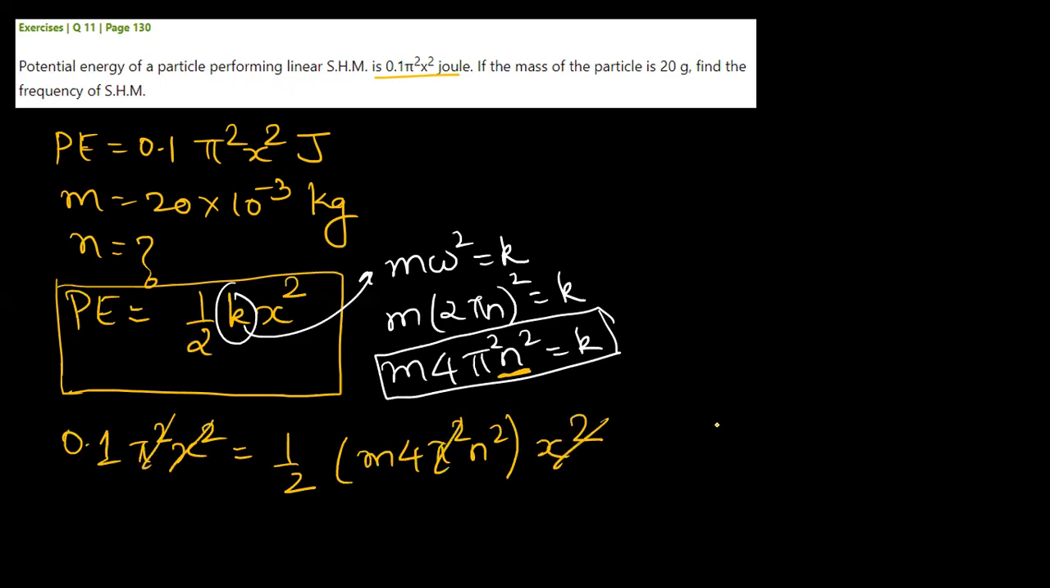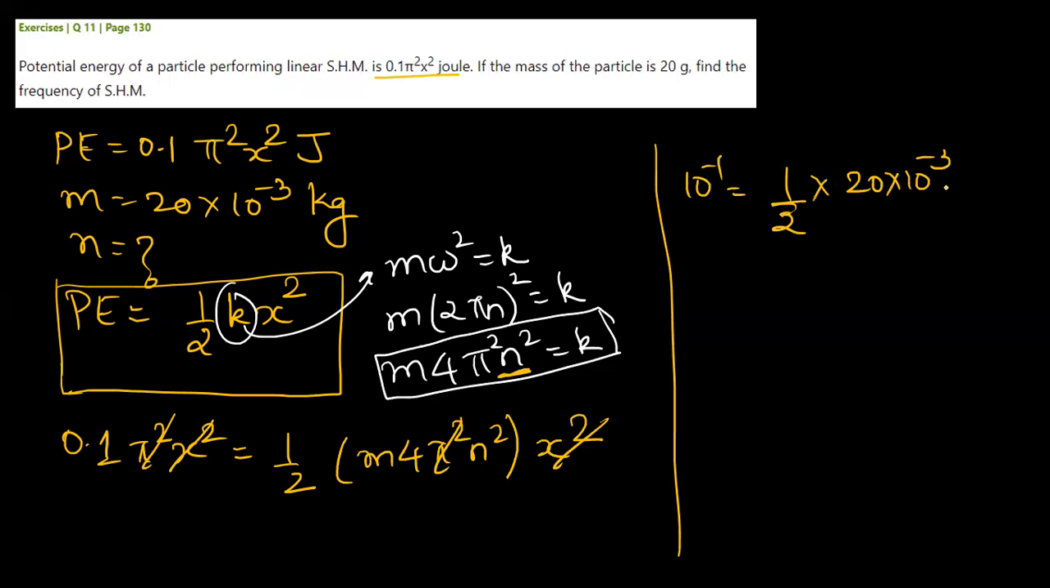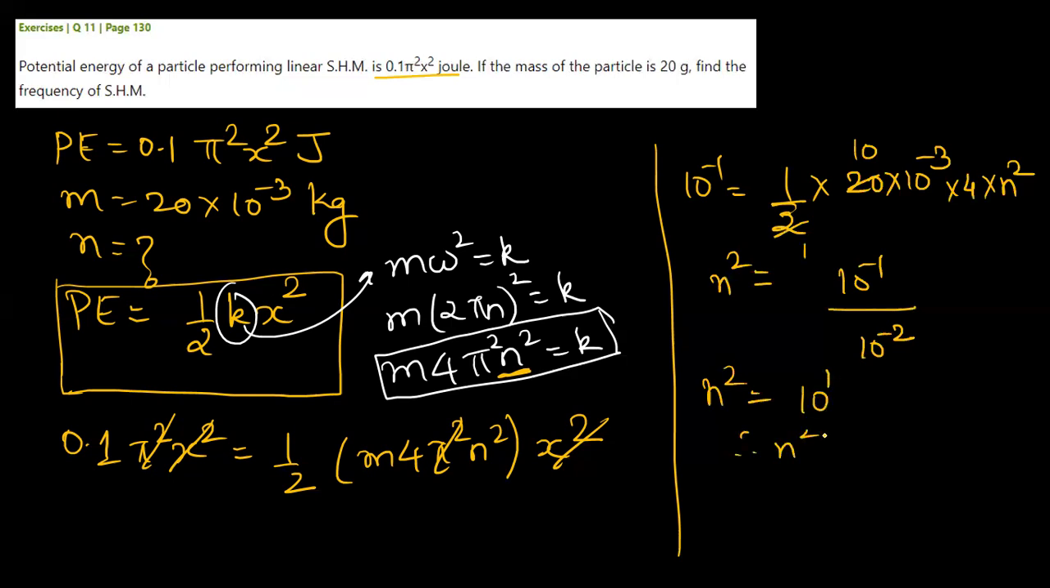Now just substitute the values. You get 0.1, which I can write as 10 raised to minus 1, equal to 1 by 2 into mass 20 into 10 raised to minus 3, into 4 into n square. So n square equals 10 into 10 raised to minus 3, which is 10 raised to minus 2. Minus 2, if it goes up, becomes plus 2. So n square equals 10 raised to 2 minus 1, which is 10 raised to 1. Therefore n square equals root 10. If you take the root 10 value, you get nearly 1.5.